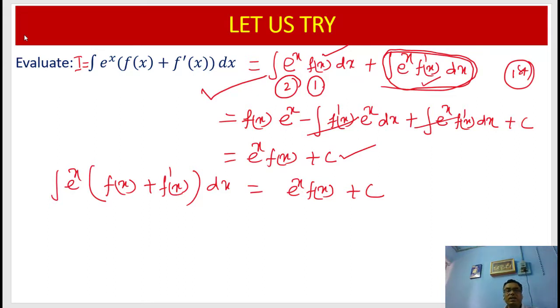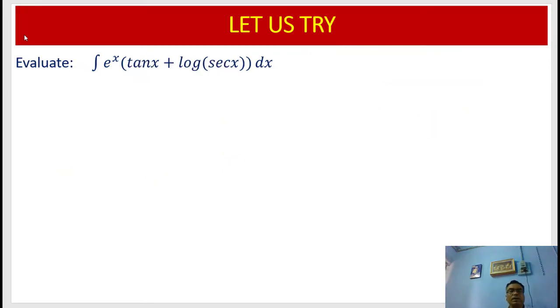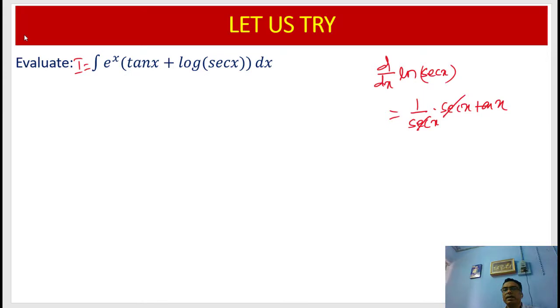With this idea, let us solve one question. You see, it is the integration of e to the power x into tan x plus log sec x. We know d by dx of log sec x is 1 by sec x into sec x into tan x, obviously it is tan x. And you also know the integration of tan x is log sec x. So this is my f x, this is my f dash. So it comes in the design.